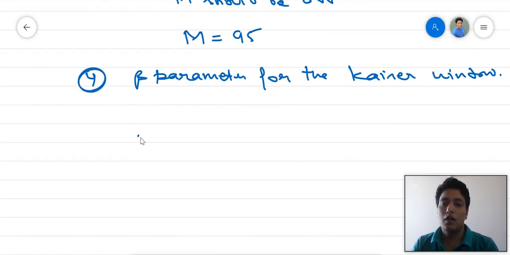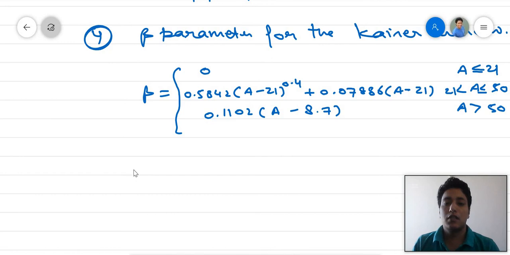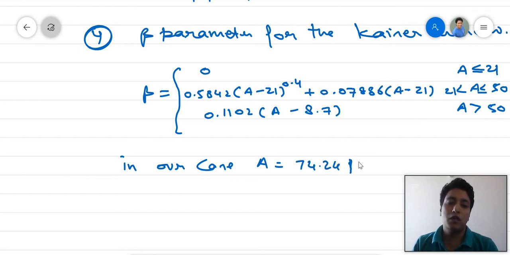Now beta is equal to 0 for A less than or equal to 21. Beta will be equal to 0.5842 (A minus 21) to the power 0.4 plus 0.07886 (A minus 21) for A's value varying from 21 to 50, and 0.1102 (A minus 8.7) for A greater than 50. We know in our case A is equal to 74.24 dB.